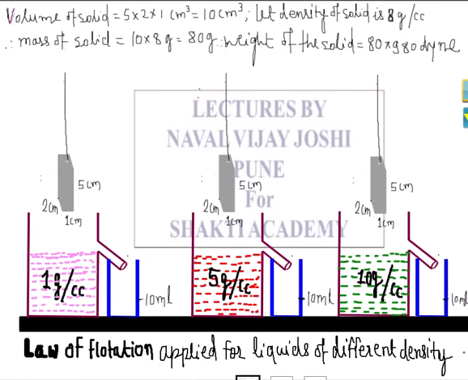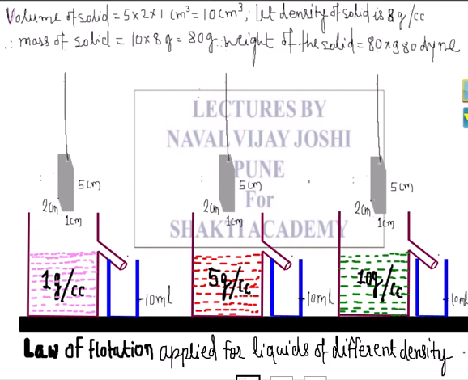Now the volume of this solid is 5 centimeter by 2 centimeter by 1 centimeter. So we have calculated it because it is easy to calculate. It is equal to 10 cm cube. Now let the density of the solid be 8 gram per cc. There might be some substance having this density. I think around about iron's density is equal to this value, but we are taking a hypothetical situation. Don't worry, this is just for your understanding. So let the density of the solid be 8 gram per cc.